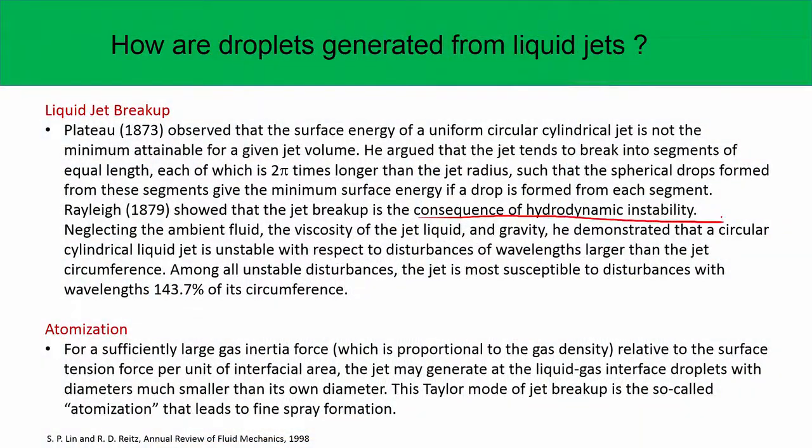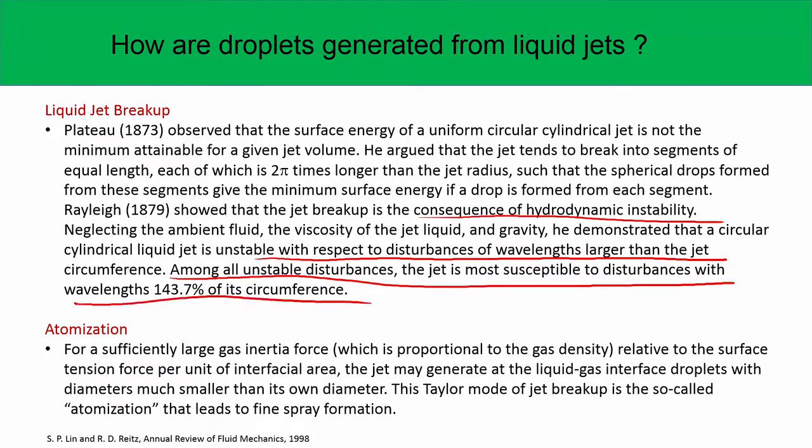And then Rayleigh showed that the jet breakup is essentially the consequence of hydrodynamic instability, which is called the Rayleigh-Plateau instability. If we neglect the ambient fluid, the viscosity of the jet, and gravity, he demonstrated that a circular cylindrical jet is unstable with respect to disturbances of wavelengths larger than the jet circumference. And among all the unstable disturbances, the jet is most susceptible to disturbance with a wavelength which is 143.7% of its circumference.